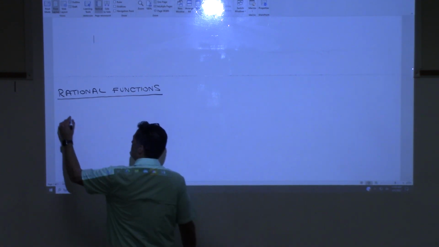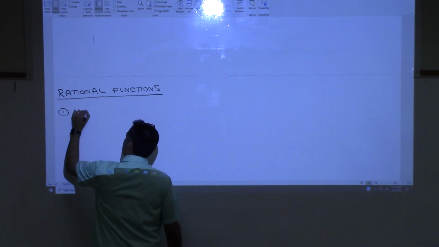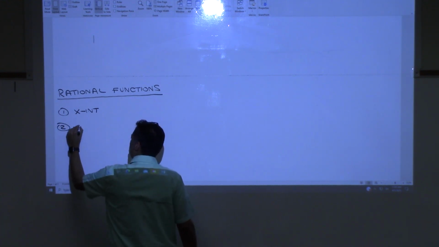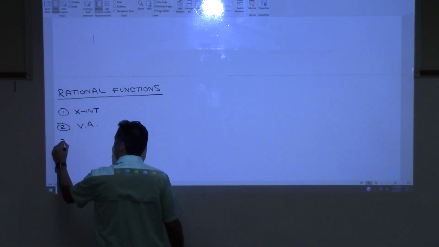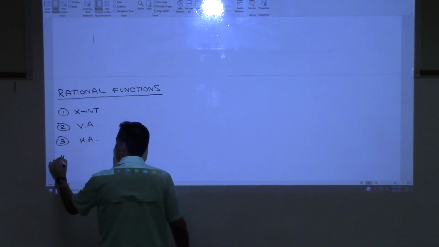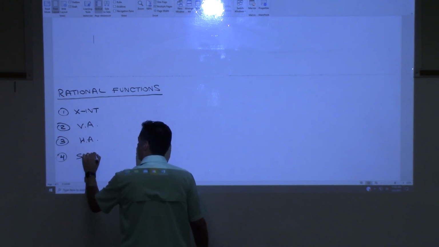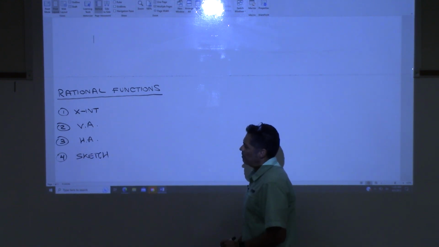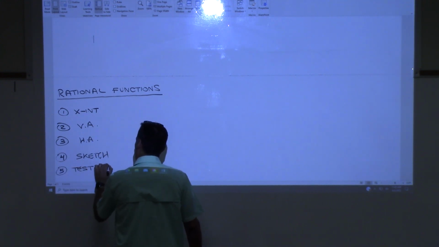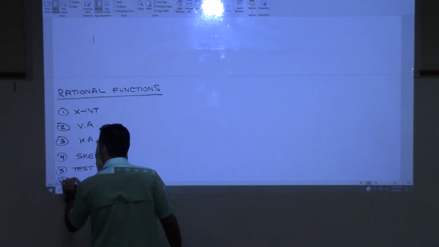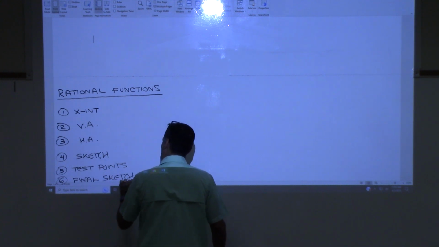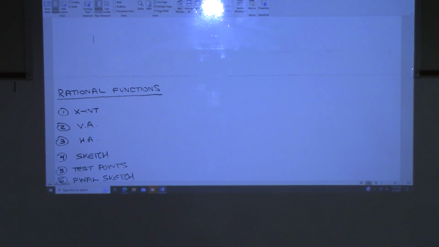So the first thing we do is what? X-intercepts. Now I'm not going to list out how we do it. I'm just going to remind us. X-intercepts first, then vertical asymptotes. We talked about that last class. Next step, horizontal asymptotes. Fourth step, sketch the information that you just got. And then 5, test points, and I didn't get a chance to explain that. And then last, final sketch. All right, those are the steps we're going to follow, all right?